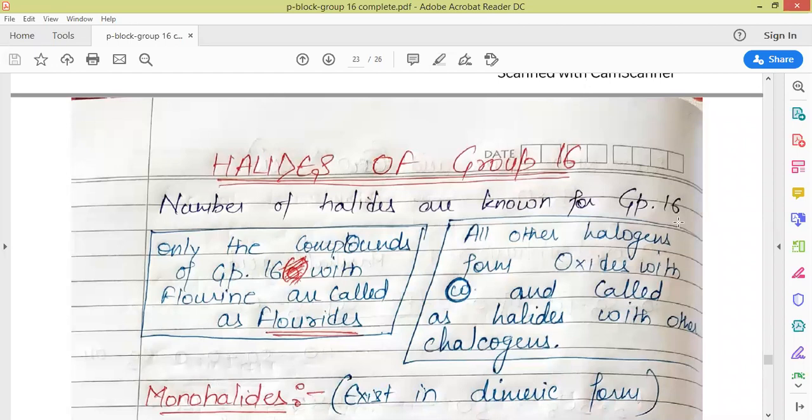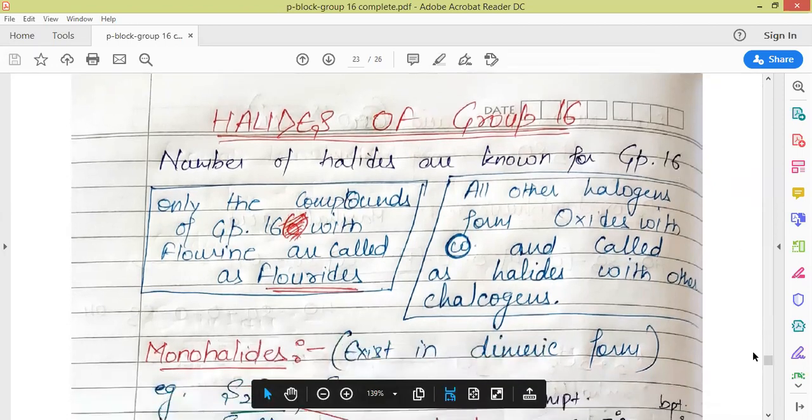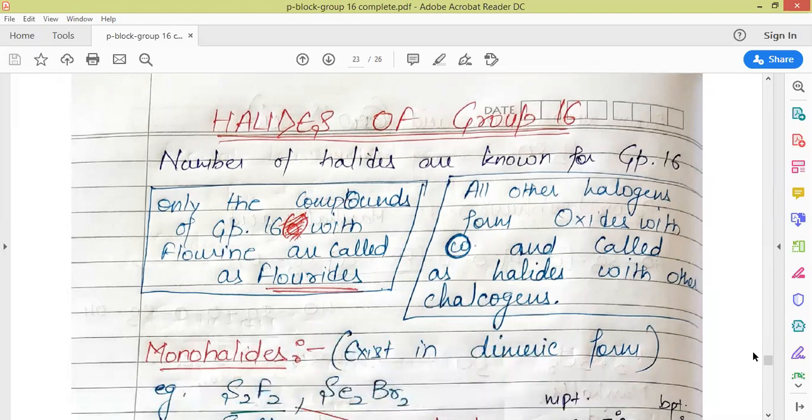So in this video we'll be starting with the halides of group 16 elements. There are numerous halides of group 16 elements, and the halides which are formed with oxygen and fluorine are called fluorides, and the compounds of oxygen with other halogens other than fluorine are called oxides.